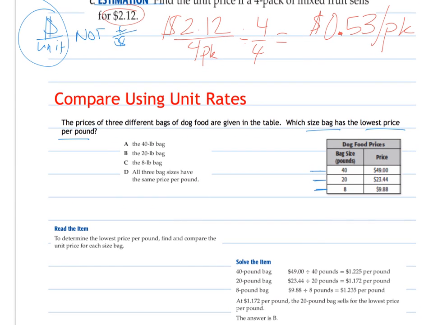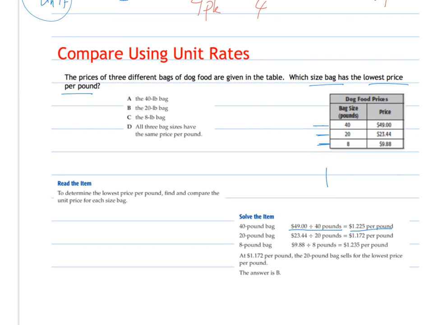How we find the solution is we read it and determine what we're going to be asked to do. Then we go out to solve. And to solve, you find the unit rate. So we take the price per pound and divide. So $49 over 40 pounds, the cost of the 20 pounds divided by that, and the cost of the 8-pound bag divided by 8 pounds. What we see is that this cost is the cheapest. When it comes to money, we want to be less.